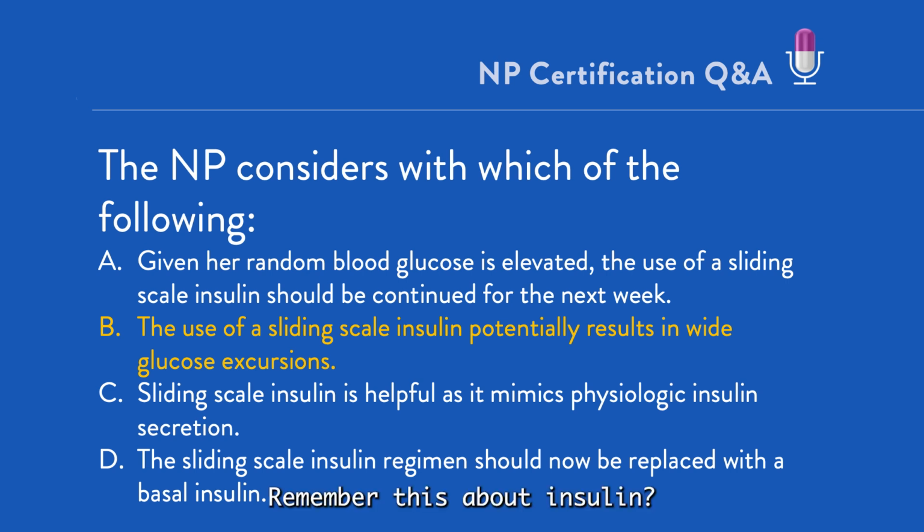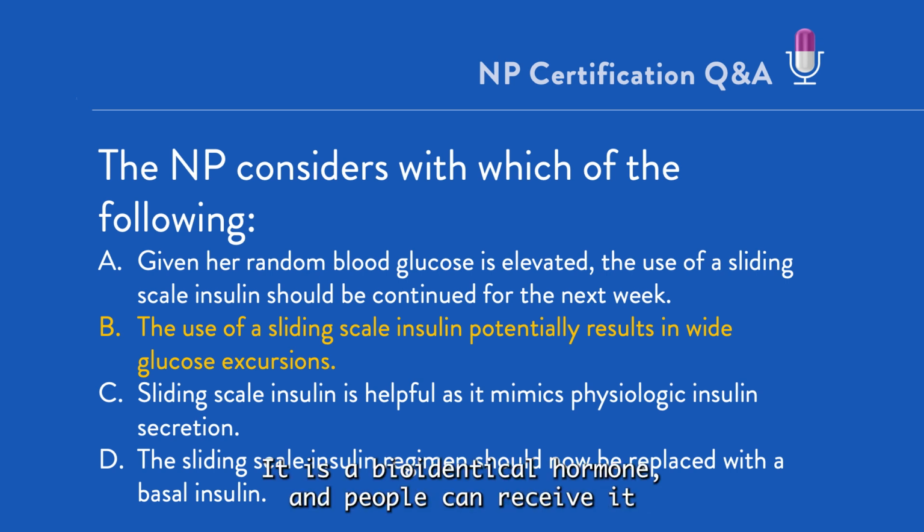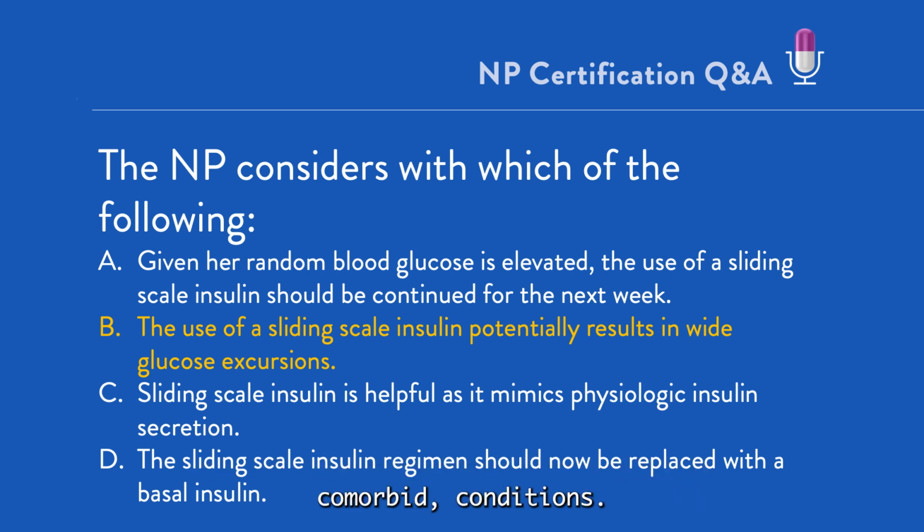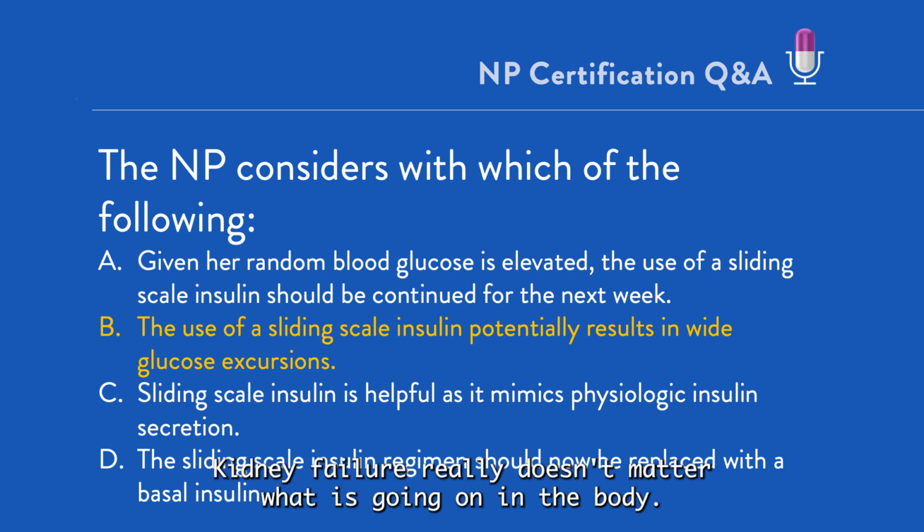Remember this about insulin. It is a bioidentical hormone, and people can receive it even in the presence of acute illness and significant comorbid conditions. Insulin works if you're in heart failure, liver failure, kidney failure.